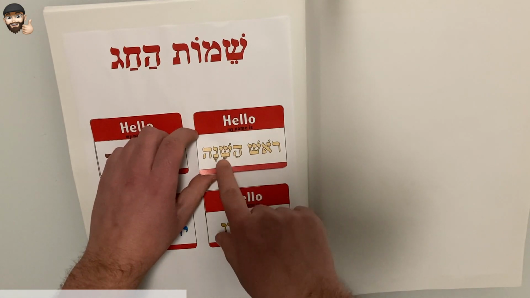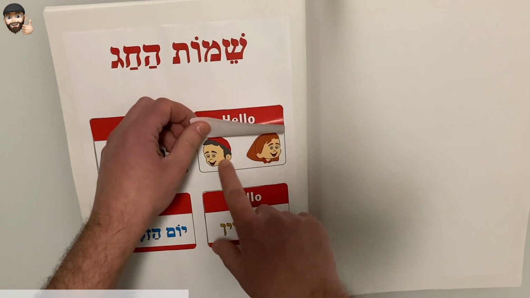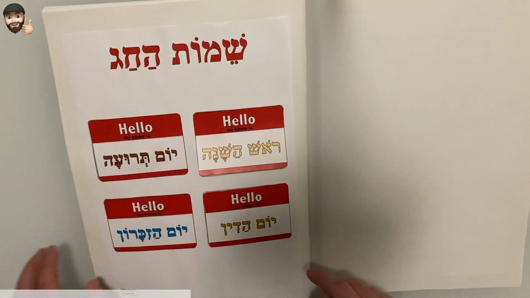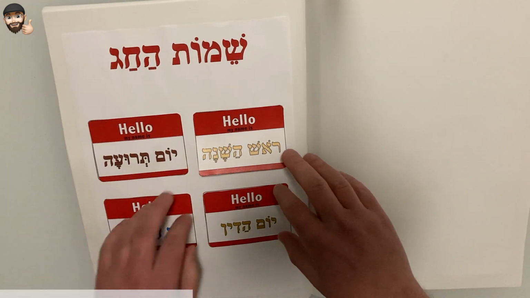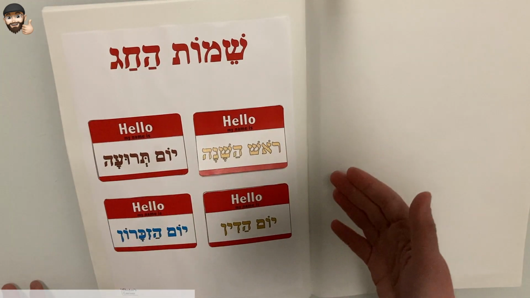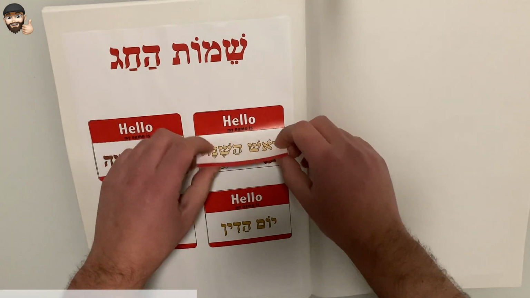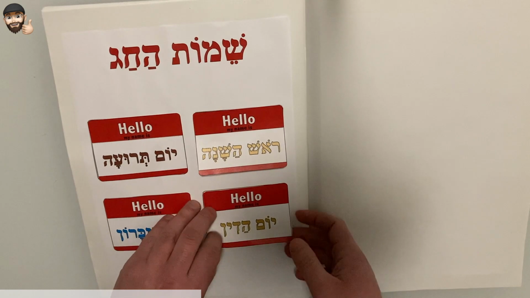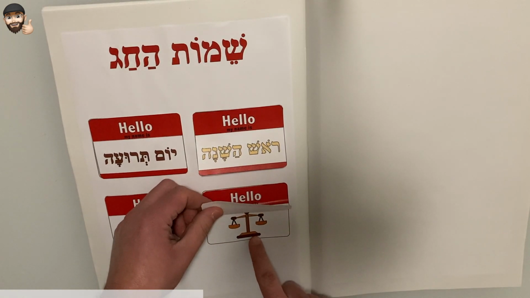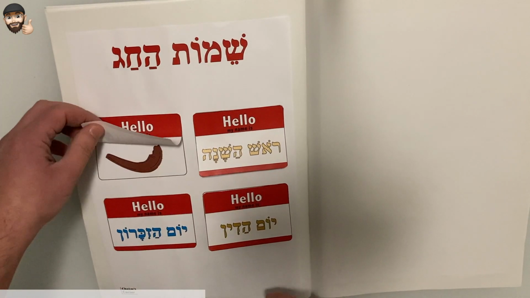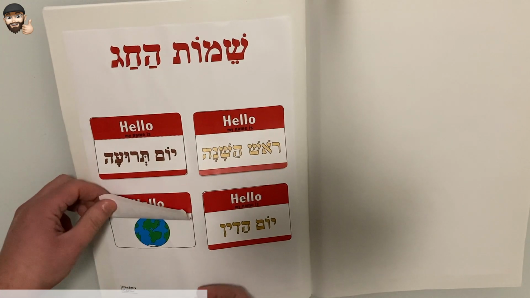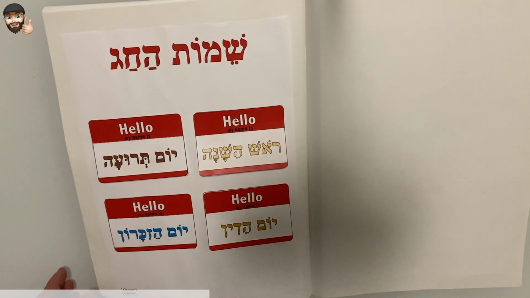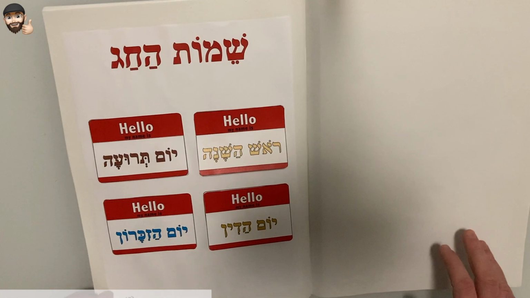So for example, Rosh Hashanah is Rosh. It's a head. Rosh Hashanah is the head of the year. Just like a head leads a body, how we behave on Rosh Hashanah affects the entire year. So on the Rosh Hashanah one, I put pictures of a boy and a girl's head. Yom Hadin, we have a scale, and Teruah, and Yom HaZikaron. So we have the names and what they're connected to in pictures.